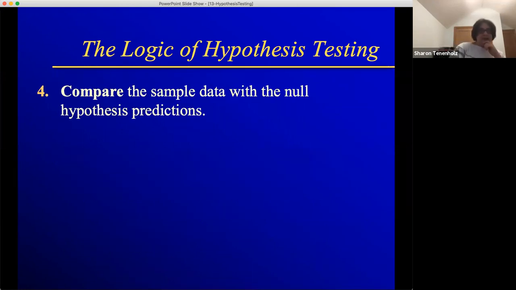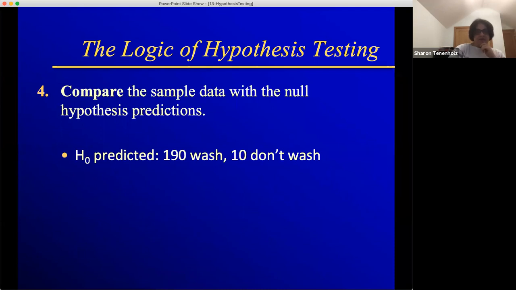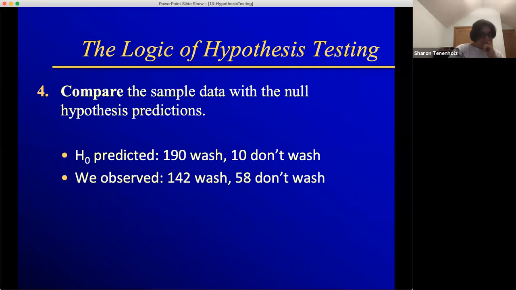So back to our example. I want to compare my sample data with the null hypothesis predictions. Our null hypothesis predicted that at least 190 people would wash their hands, and 10 don't wash. Now let's say I go out and I observe, and I'm going to give you numbers that are pretty consistent with reality: 142 do wash their hands, 58 don't wash their hands. Now, this is consistent with pre-COVID reality. Hopefully, it's a little bit better now.